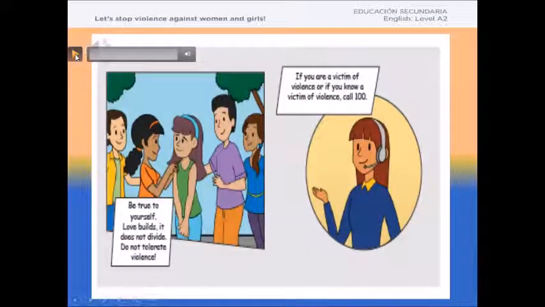Be true to yourself. Love builds, it does not divide. Do not tolerate violence. If you are a victim of violence, or if you know a victim of violence, call 100. Ministerio de Educación. Gobierno el Perú primero.